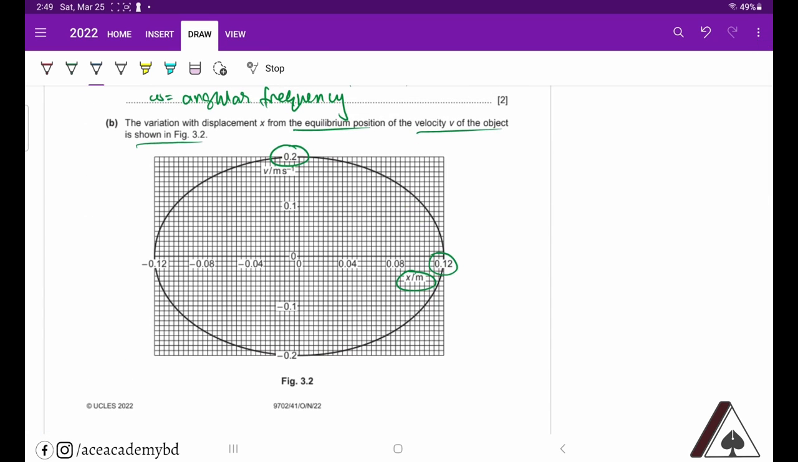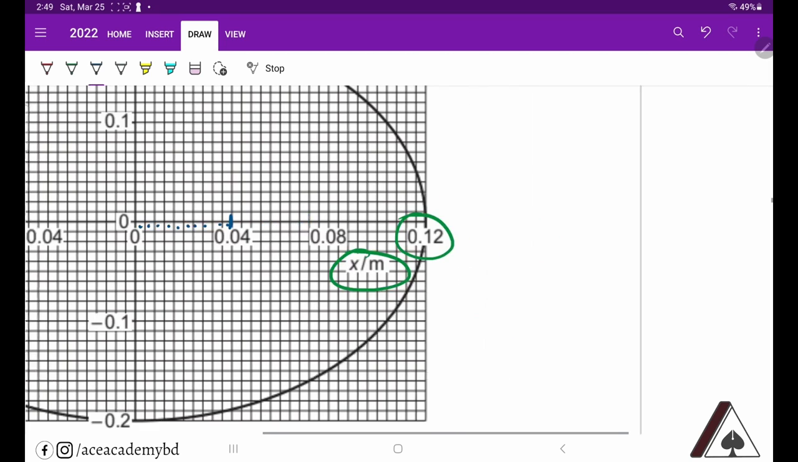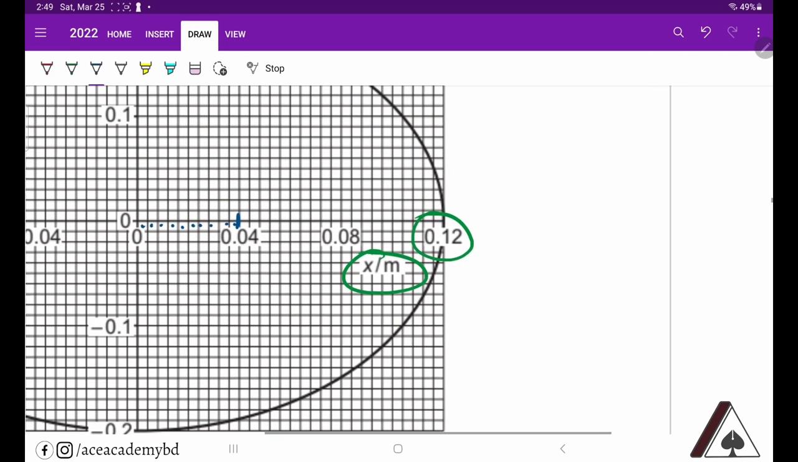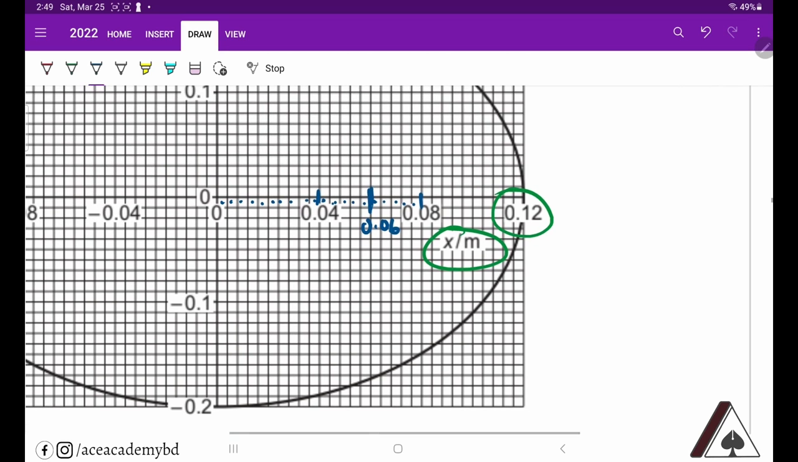So let's move on to figure 3.2. Let's just find out 0.06 over here. We can see these are 0.04. So these are 1, 2, 3, 4, 5, 6, 7, 8, 9, 10 boxes. We do not even have to calculate the number because 0.06 is in the middle of 0.08 and 0.04, because this is basically the midpoint. 1, 2, 3, 4, 5. So this is basically 0.06. Yep, this is the midpoint.